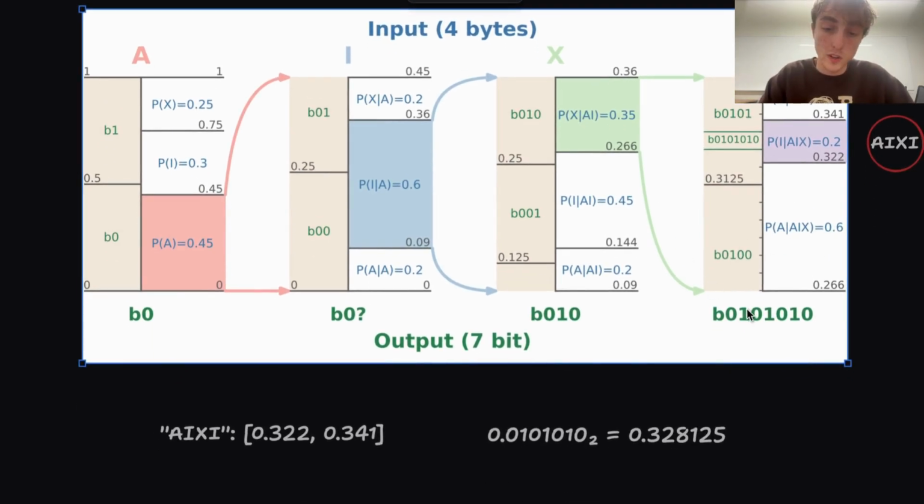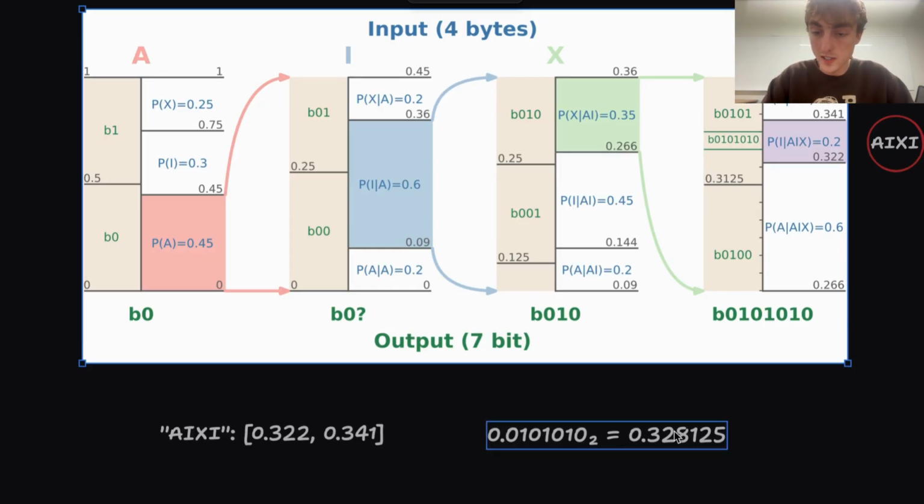And in the code, we use binary, so this string in binary is a number between, in this segment, 0.328125, and that maps back to our input, AIXI.